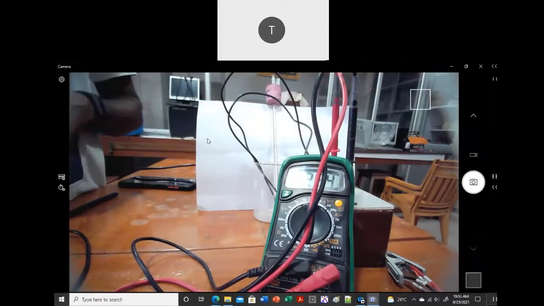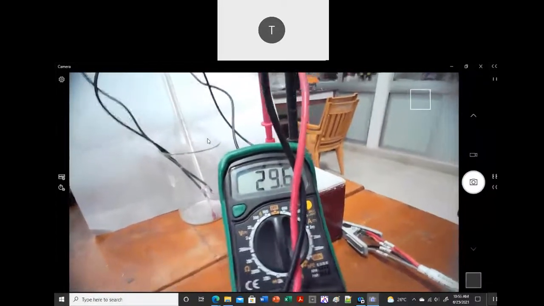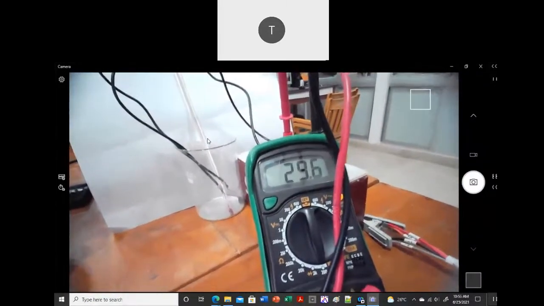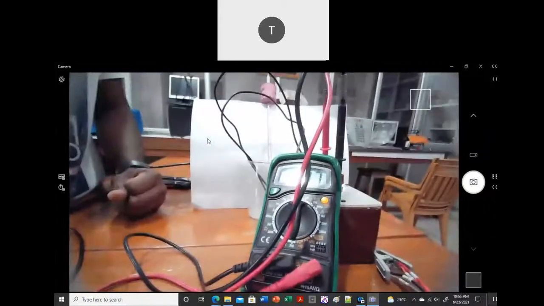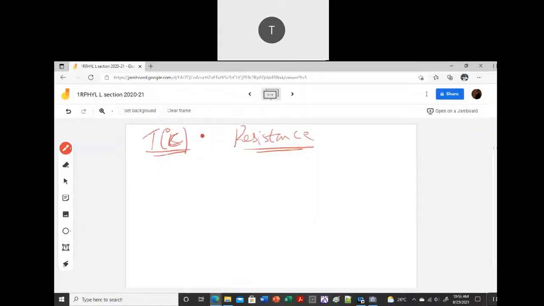So normally at room temperature, it is around 29. I will just show this. At room temperature it is 29. Room temperature means right now it is 22 degrees C. I will write here just the temperature. So the temperature is 22 degrees C, and this is around 29.7. Resistance is 29.7 ohms.